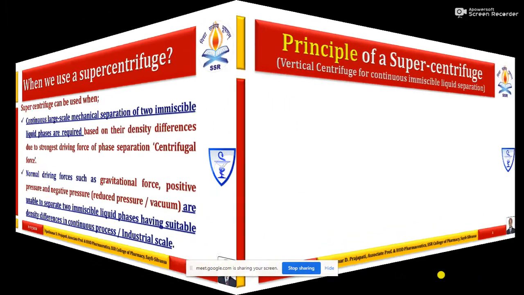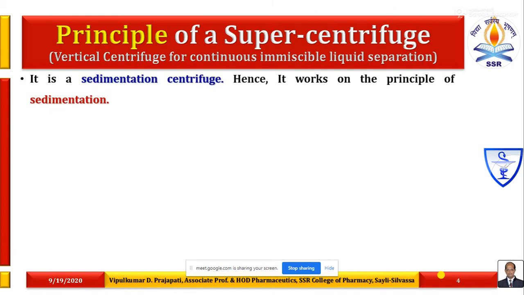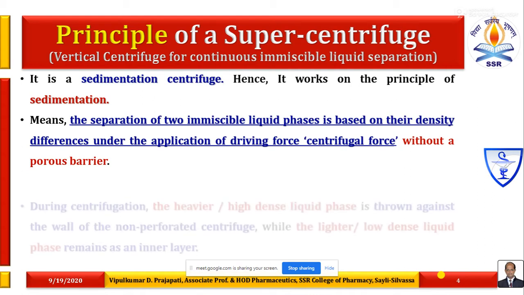Now, what is the principle of a super centrifuge? It is also known as a vertical centrifuge for continuous immiscible liquid separation. It is a sedimentation centrifuge, hence it works on the principle of sedimentation. Means the separation of two immiscible liquid phases is based on their density differences under the application of the strongest driving force known as centrifugal force without a porous barrier.